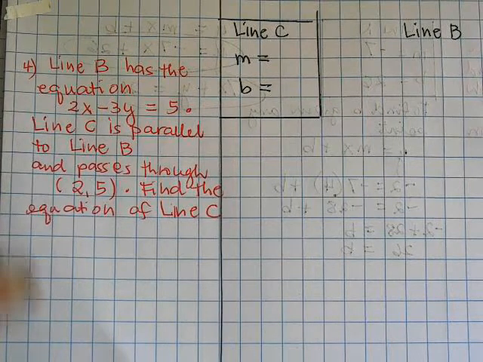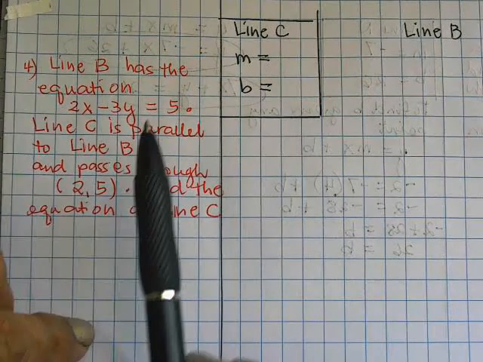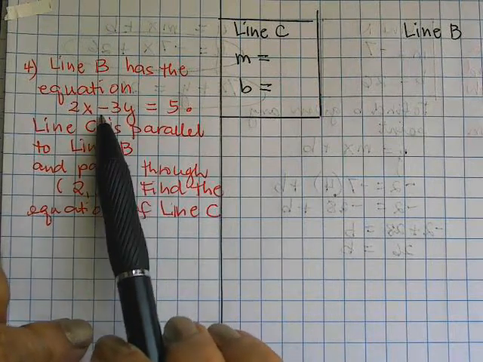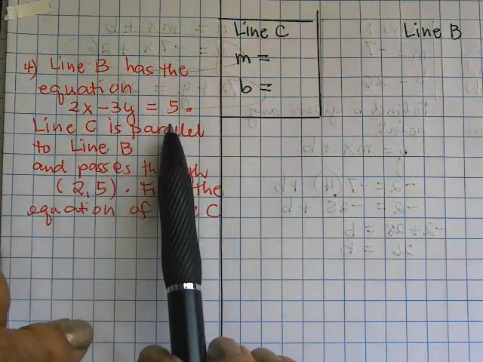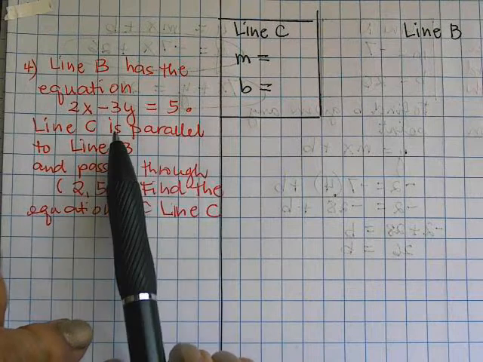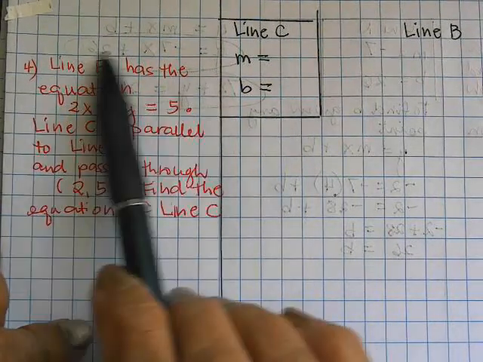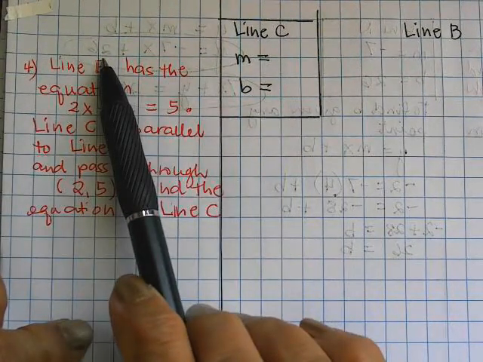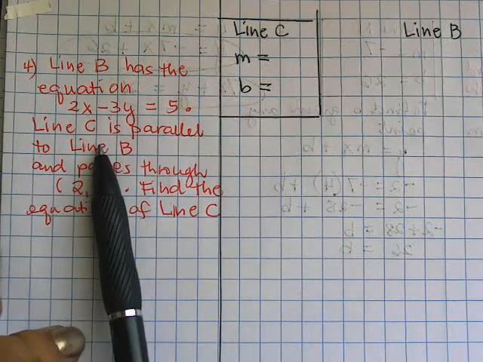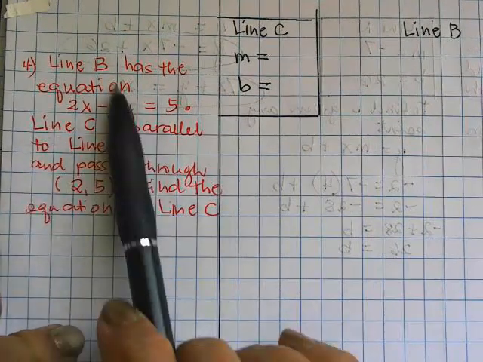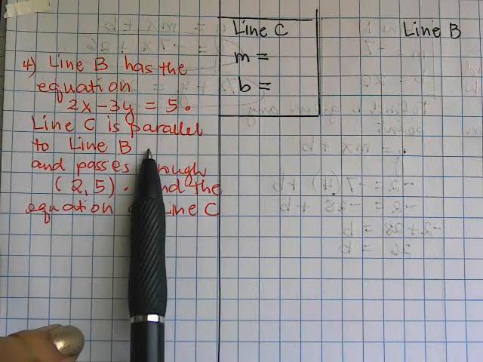Okay, let's continue with problem number 4. Now, line B has the equation 2x minus 3y equals 5. We're talking about two lines here. Line C is parallel to line B.